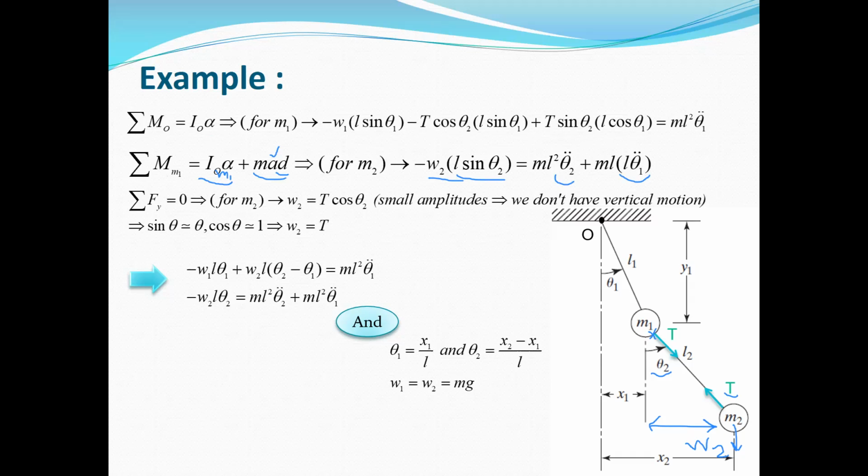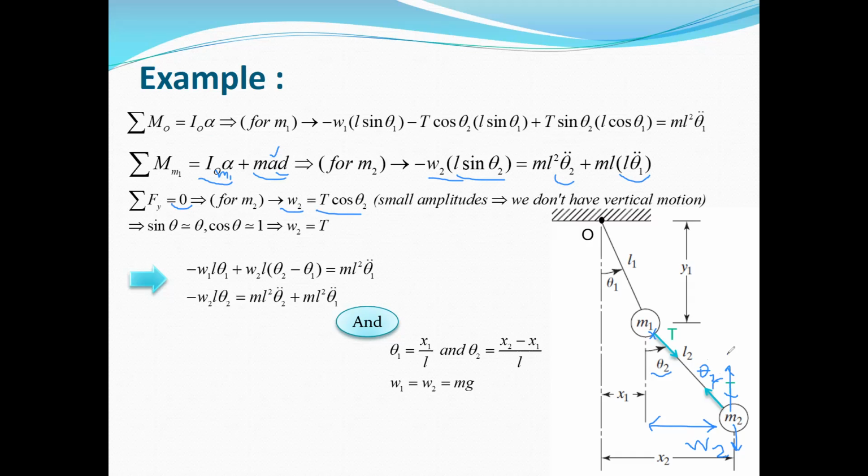We can also write the force equation for mass M2 in the y direction. It must be equal to 0 because we assume that theta 1 and theta 2 are small, so there is no motion in the vertical direction, and mass M2 remains on the same horizontal surface. So the right hand side is equal to 0, since there is no acceleration in y direction, and we can conclude that W2 is equal to T times cosine theta 2, the vertical component of T. This angle is theta 2.